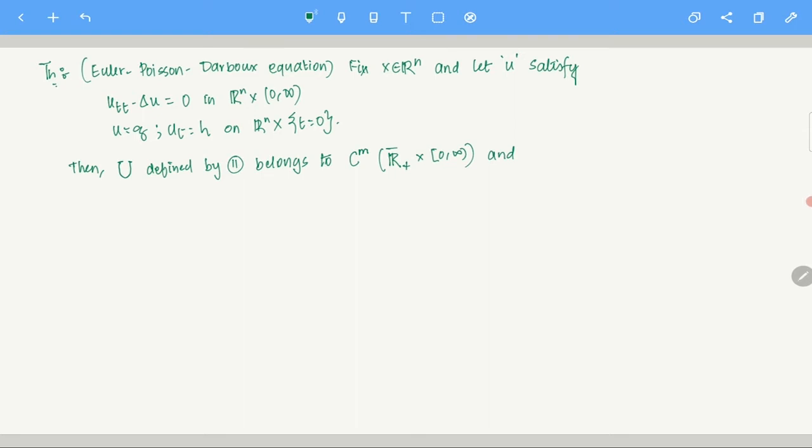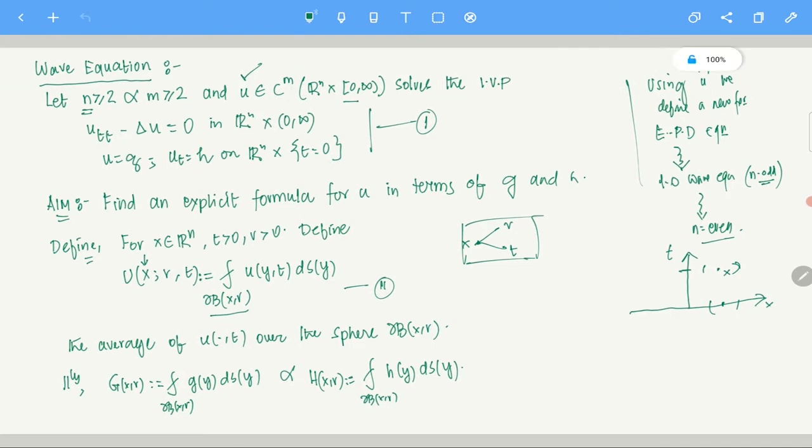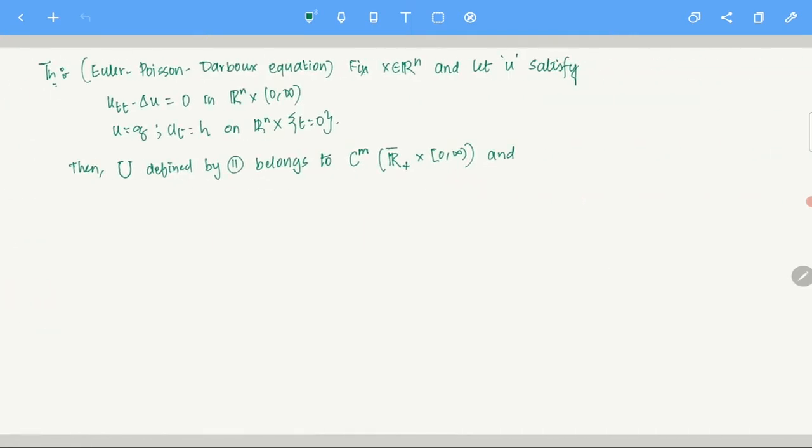Of course, why I am saying m is because this small u, if you remember, we have assumed that this u is in Cm. Okay, this is very important. Since small u is in Cm, that regularity is getting carried forward here in capital U also.